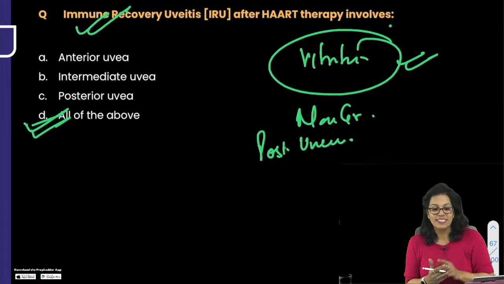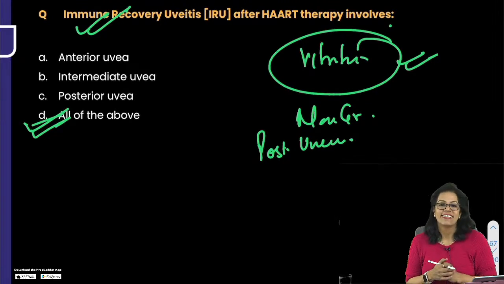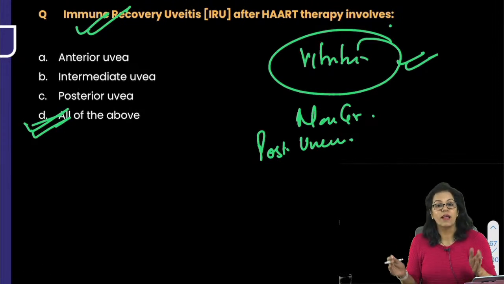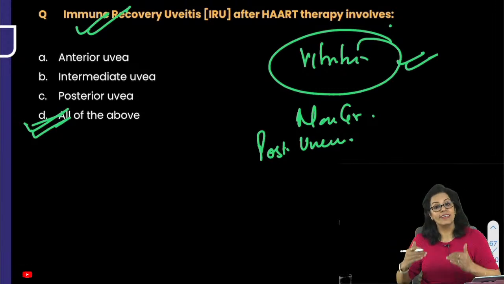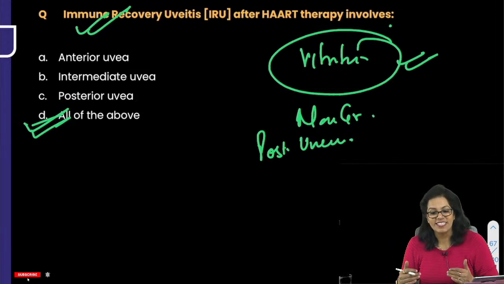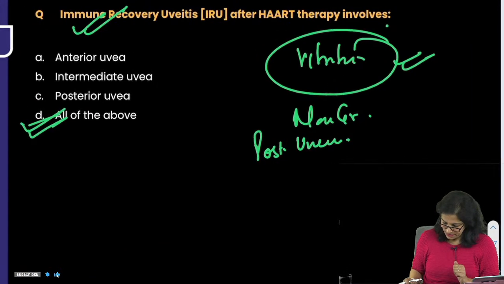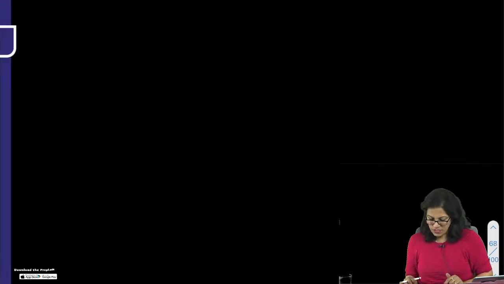It's a debatable question, that's why I have put it here. Take care. It can involve all parts of the uvea. We will not say it is only anterior uveitis. Rather, primarily it is presenting with vitritis first. I think now it's clear. Okay, so that was your immune recovery.